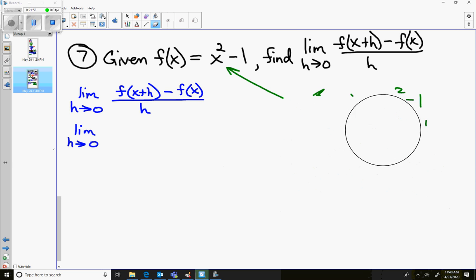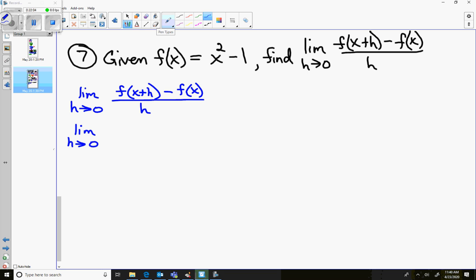All right, so back to our problem. What is f of x plus h? Go to our equation. Everywhere I have an x, plug in x plus h. So I'm going to have (x plus h) squared minus 1. I'll go ahead and put that in brackets. Minus, okay, but I still have an f of x. Well, what is f of x? Oh, that was easy. It was just simply x squared minus 1. All being divided by h.